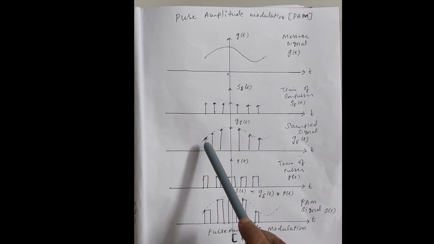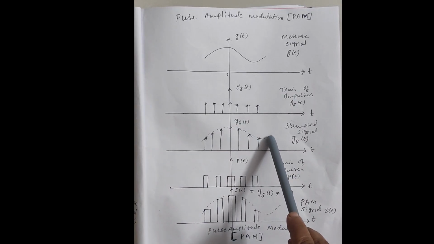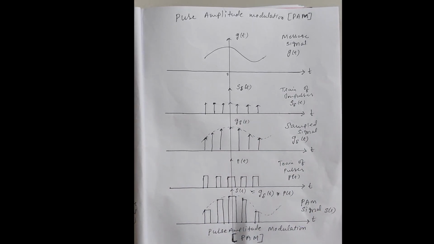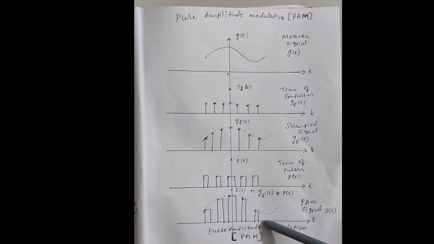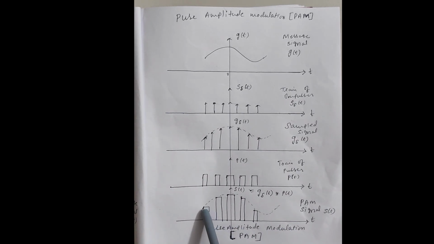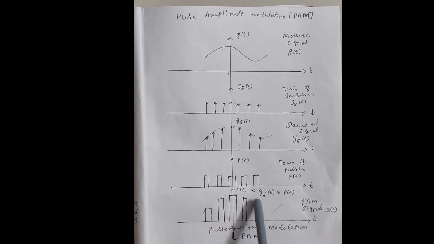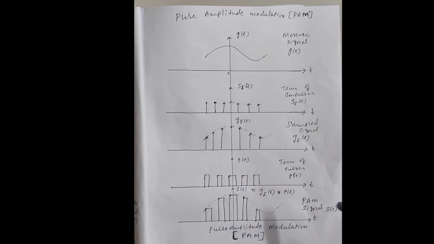Here, what is natural sampling? The amplitude of the impulses is naturally varied in accordance with the message. Then why is it called flat top sampling? The top of the pulses is maintained constant, that is, it is flat. That's why it is called flat top sampling. I think this is clear. Pulse amplitude modulation is natural sampling and flat top sampling.